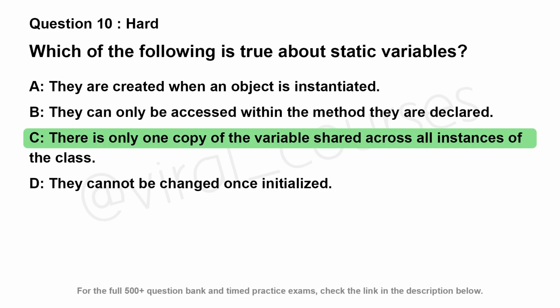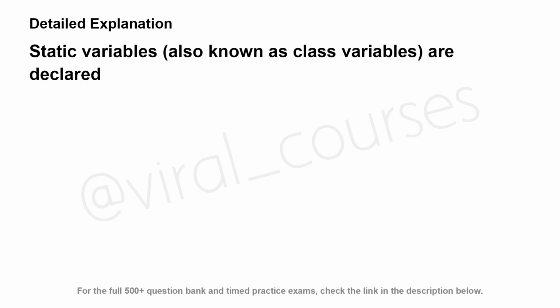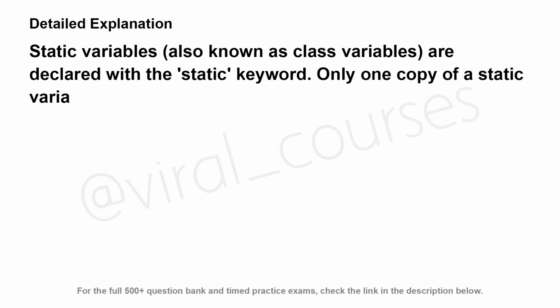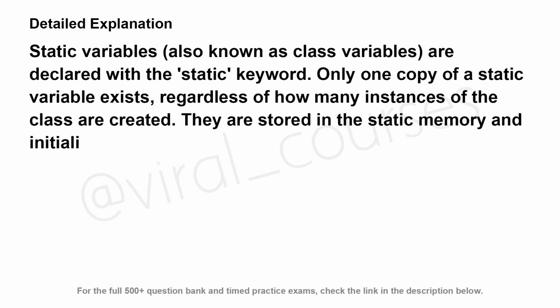The correct answer is C. Static variables, also known as class variables, are declared with the static keyword. Only one copy of a static variable exists, regardless of how many instances of the class are created. They are stored in the static memory and initialized when the class is loaded.